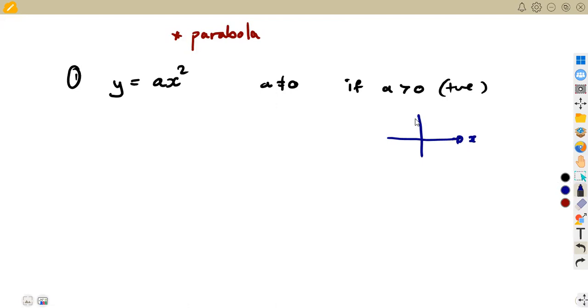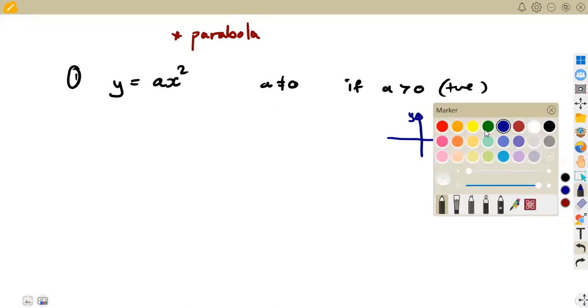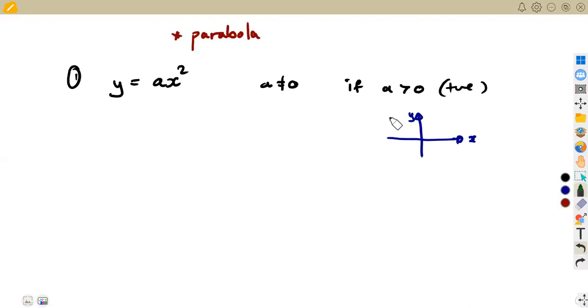We shall have our function in this manner, this being our x-axis, this being our y-axis. You shall have your curve or graph symmetrical about the y-axis, meaning the y-axis divides our graph into two equal parts. This side of the graph is equal to this side of the graph. So this will be our function. If a is greater than 0, the shape is a smiley shape, and it turns at 0.